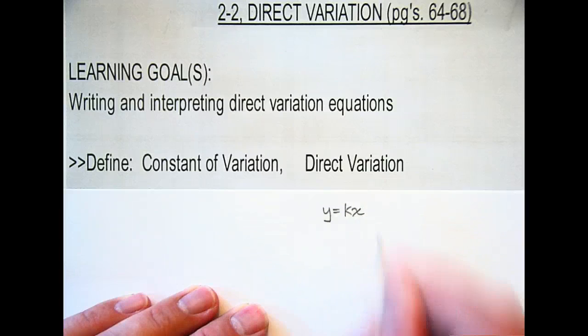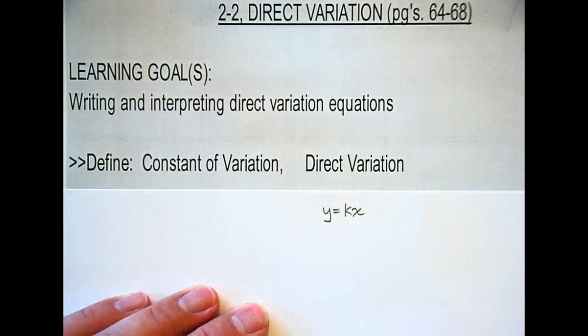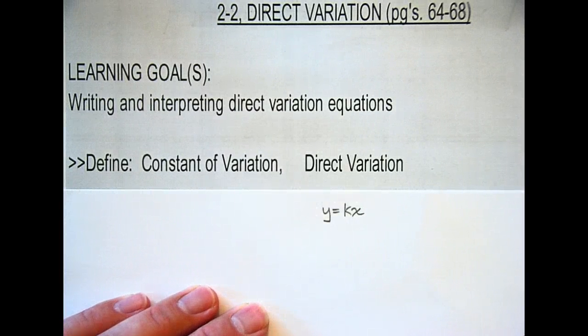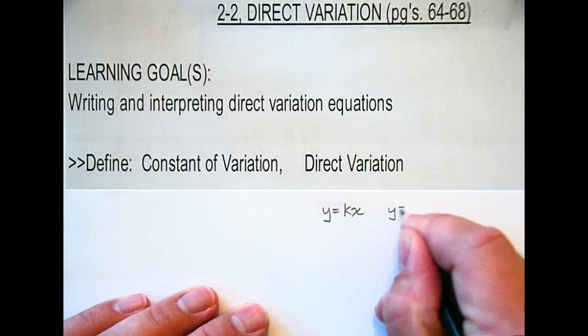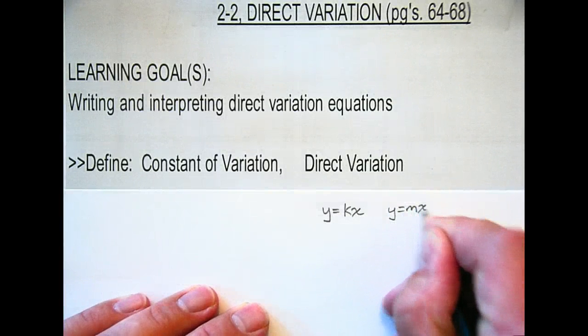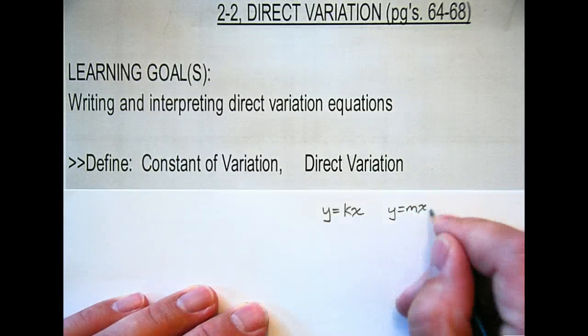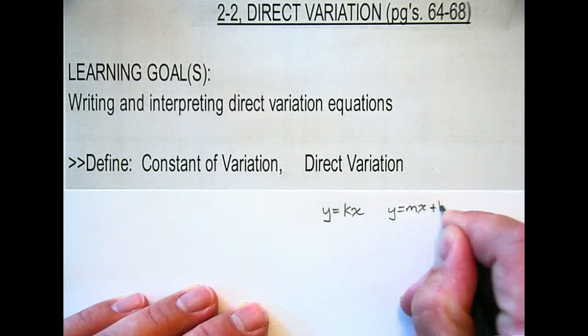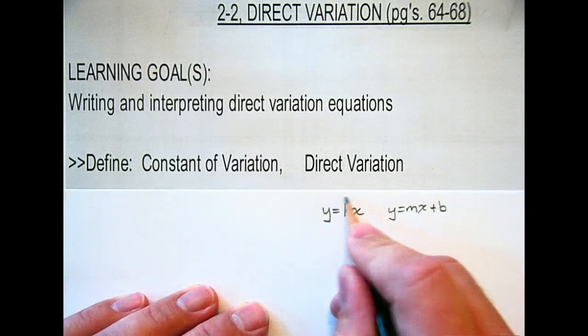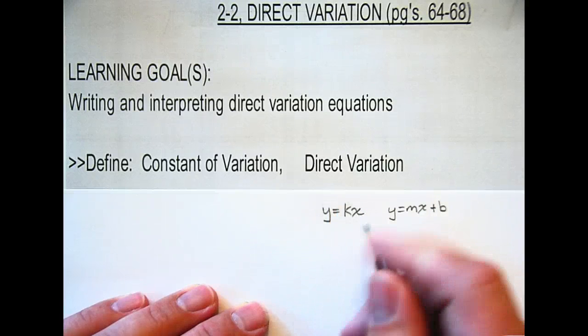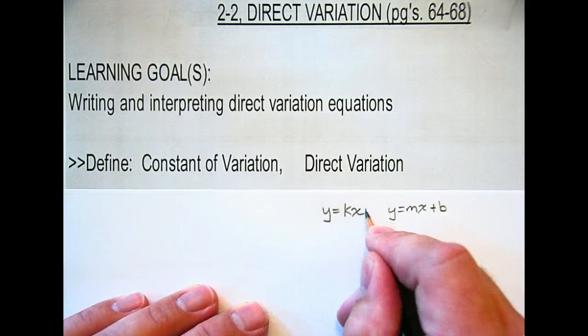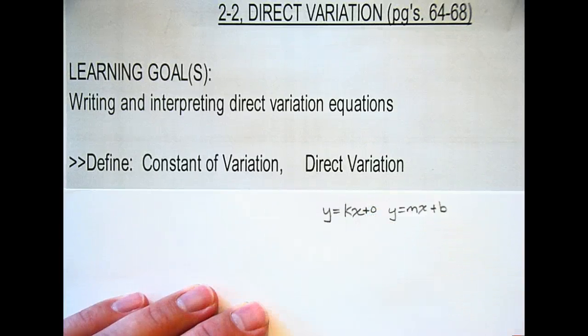Y equals kx. Looks really similar to what equation? Y equals mx. Now, if we have y equals mx, what are we missing? B. Now, it's not that b has disappeared. It's just in this form, b is what? B is 0. So please keep that in mind when you're dealing with a direct variation, that b is 0.